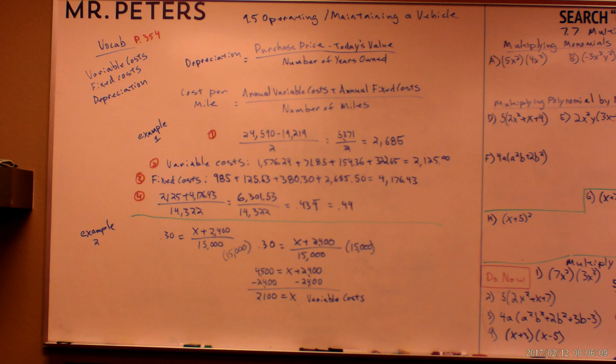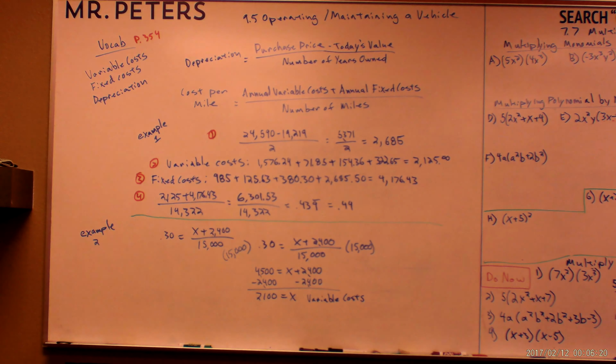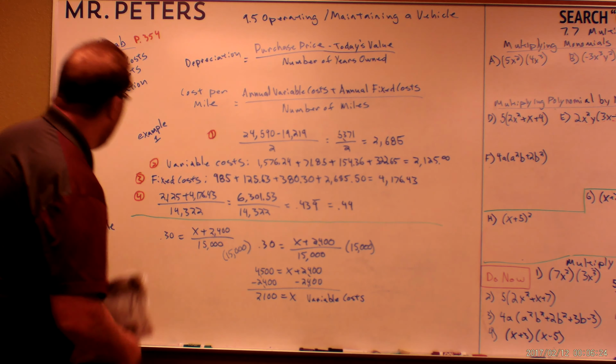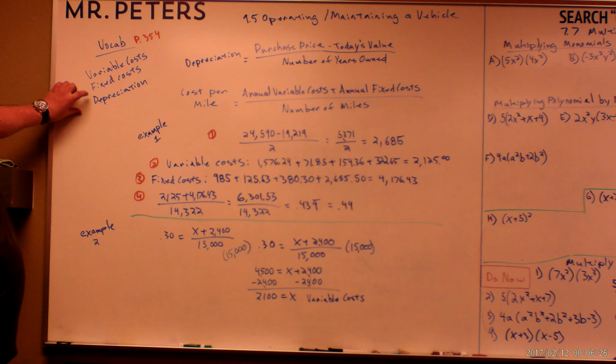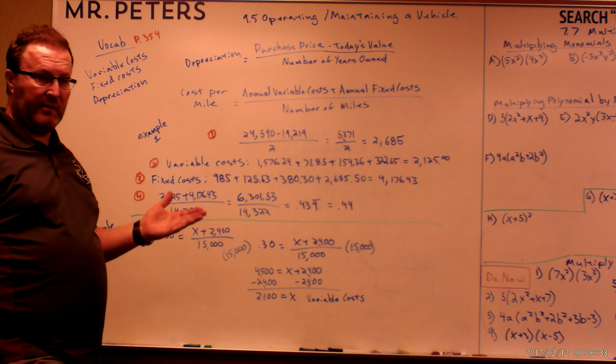Okay, what this section is essentially is figuring out what cost per mile is, and then doing so, we have to come up with the expenses on the vehicle, what the total cost of it. Okay, so in your vocabulary, you have a couple things: you have variable cost, fixed cost, and depreciation. Variable cost means they vary, like algebra. We don't know what it is.